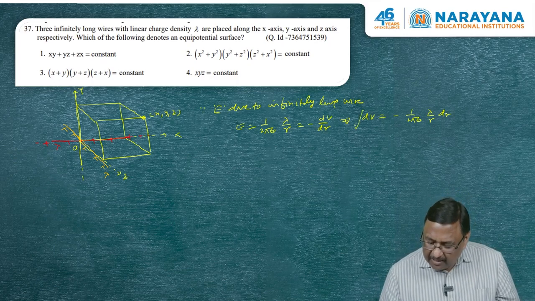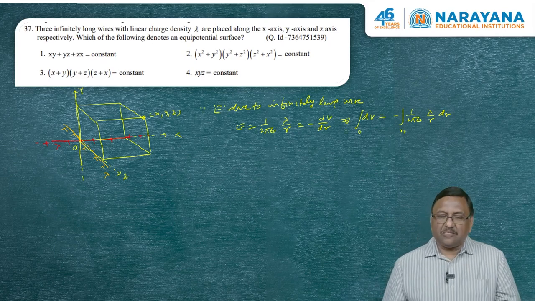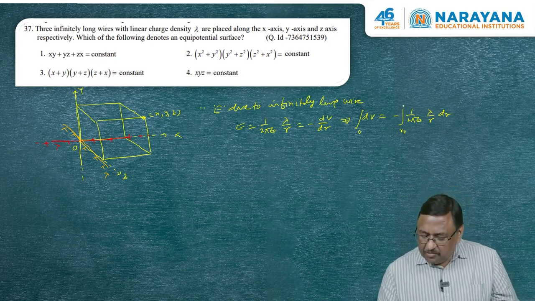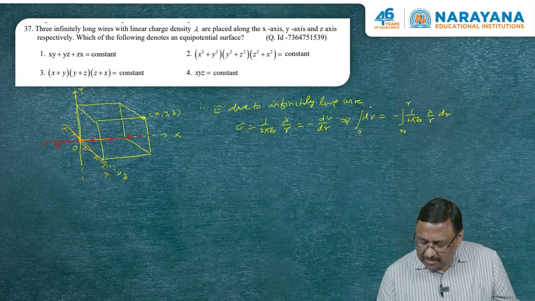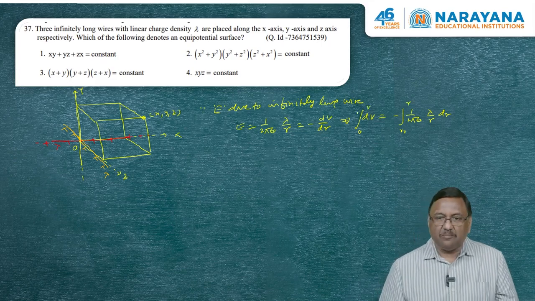If I want to integrate it here, let me say my reference potential is somewhere at some distance r naught, and let us say the potential is going to be 0 at that reference position r naught. Similarly, I want to find my potential at some distance r, so let me write V at some distance r.